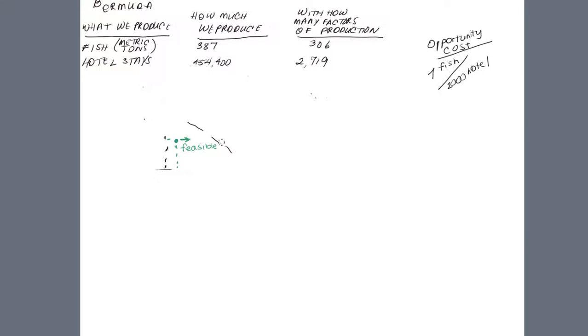So the problem is going to try to get us to the point where we are again, and let's say this is hotel stays, and again, it does not matter what is on what axis, and fish. So in order to plot this production possibilities frontier, we're going to start with the points on either one of these axes. So a point here and a point here. And what do those points represent?